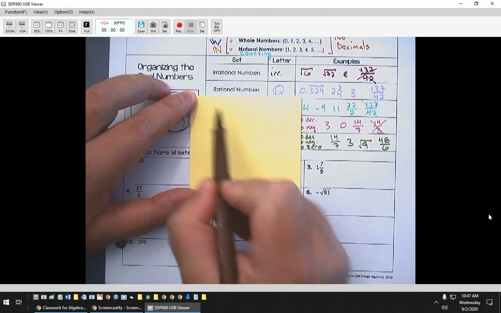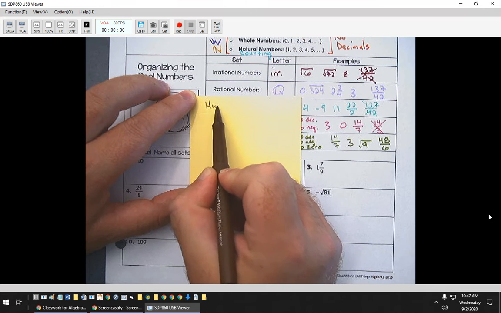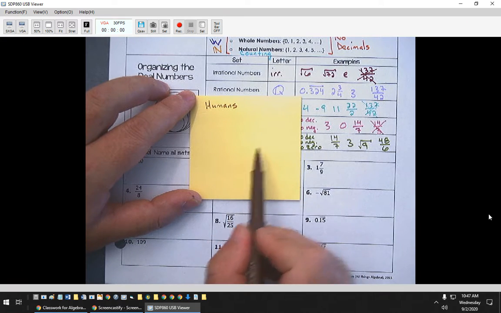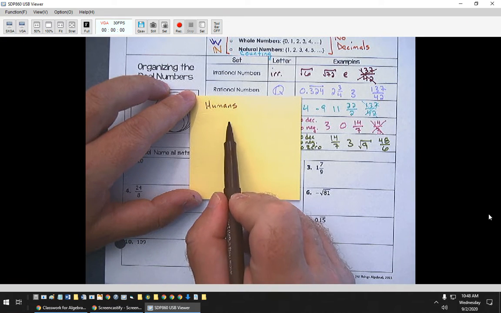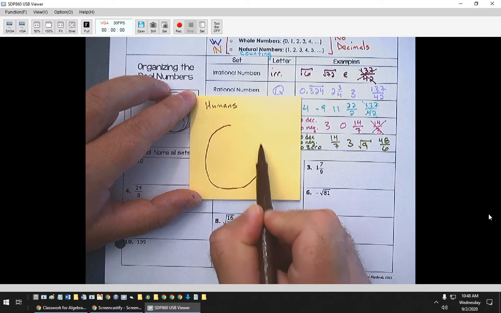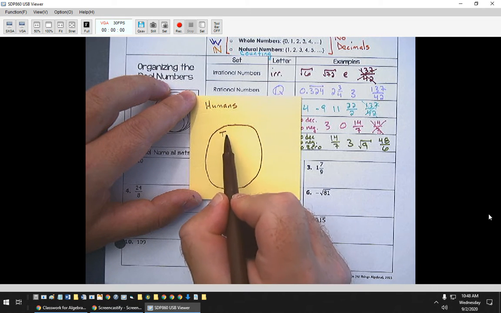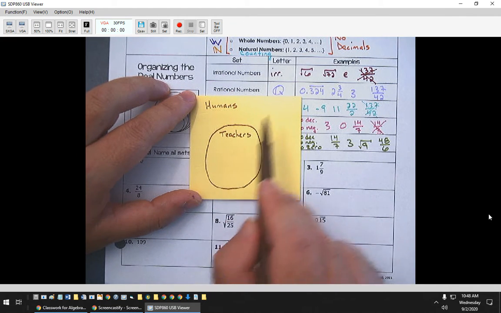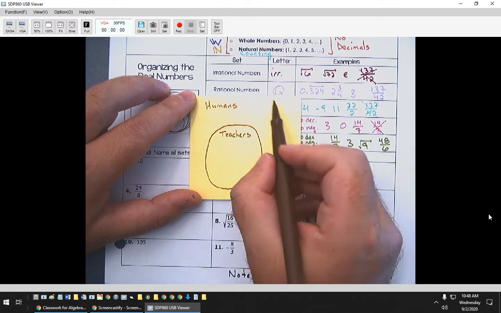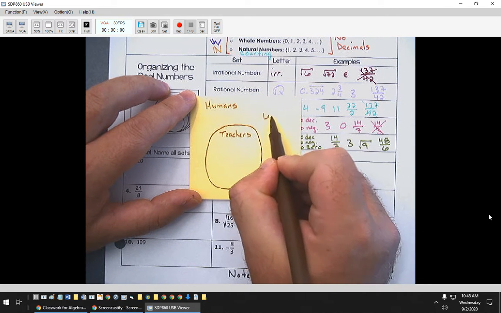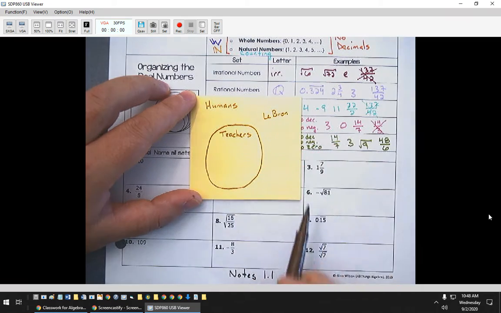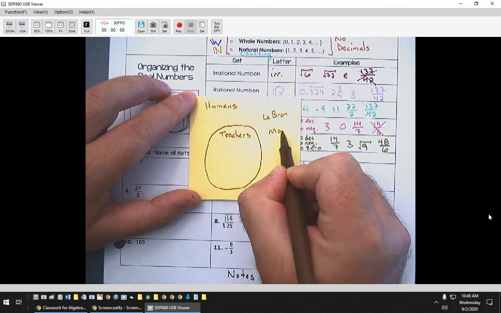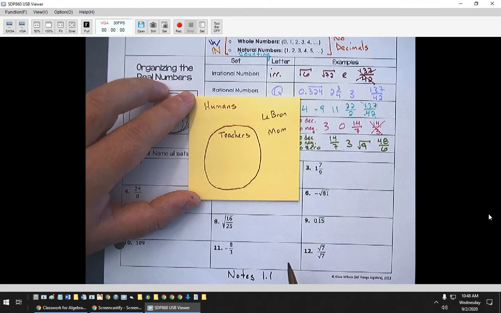So, here's the set of all humans. This piece of paper represents all humans fit on this paper. Within this set of human beings, there's the set of all teachers. Okay, I'm in this group. I'm in this set. Over here, who would be over here? Let's say LeBron James is over here. He's a human, but he's not a teacher. My mom is in this group. She's a human, but she's not a teacher.